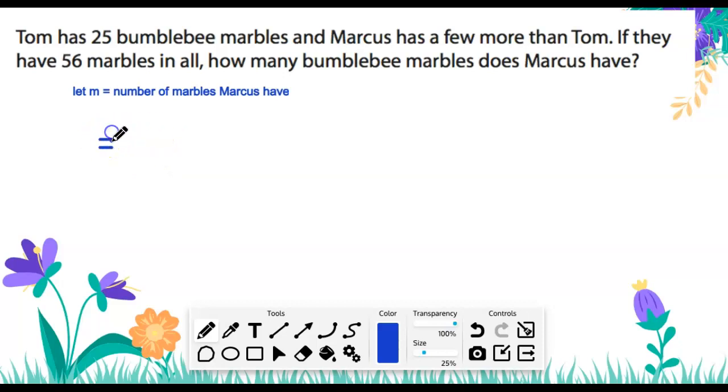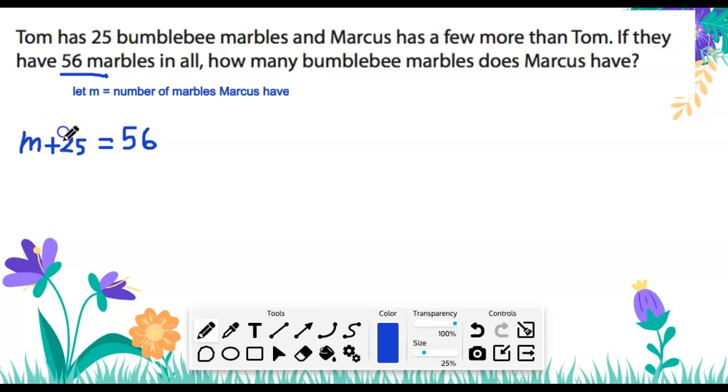So now let's do the equation. If you look at the problem, it says Tom has 25, Marcus has a few more than Tom, and then they have a total of 56. So let's take 56 as our new value, or the total, right? So what happened to get 56? It says the two of them have. So we make M the number of Marcus's marbles. So could you say M plus 25?